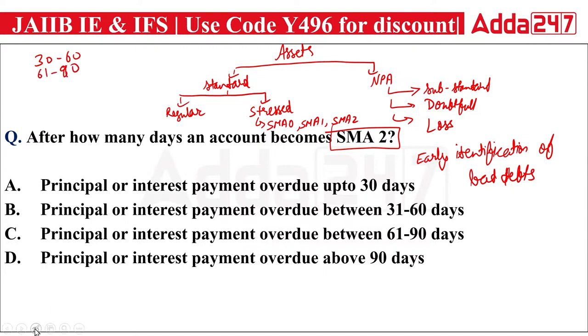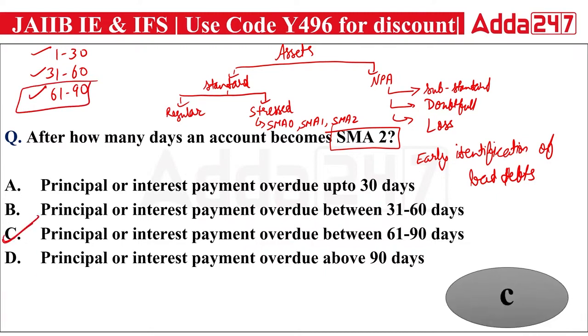Sorry, one second. If we talk about a special mention account, first we have 1 to 30 days. Second, we have 31 to 60 days. Third, we have 61 to 90 days. So these are special mention accounts 0, 1, and 2. And if you are talking about 2, it will be 61 to 90 days. So your right answer will be C.